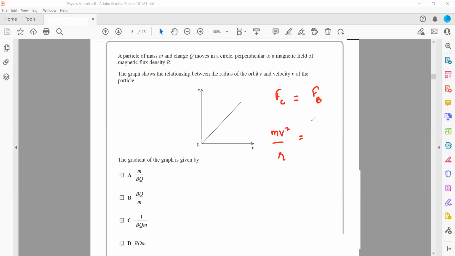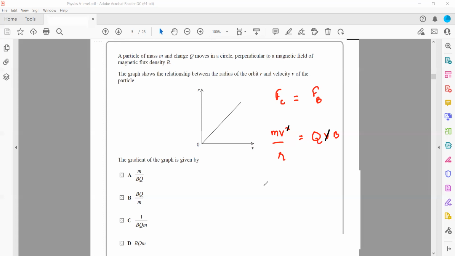And when the charged particle is moving in a magnetic field, the force experienced by the charged particle is given by the formula F equals QvB. So when we simplify this equation, this speed will cancel with one of the squares.